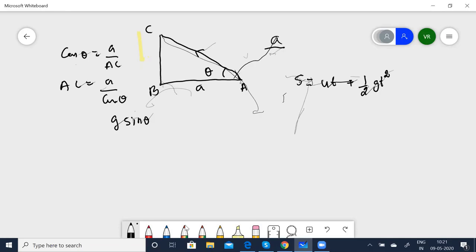Now u is 0. Initial velocity is 0. So it is now going against gravity. That is why we have taken it as plus only. So S is equal to ut plus half gt squared. Since u is 0, it is 0 plus half into, I can take the g component, which is g sin theta, into t squared.